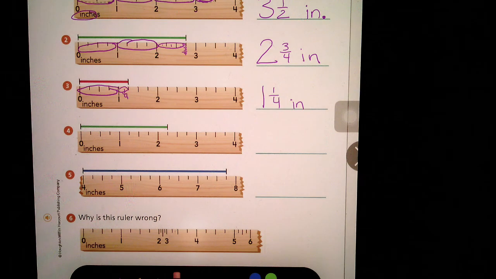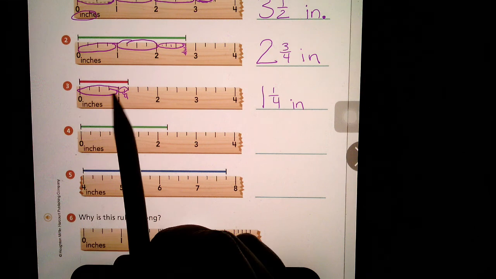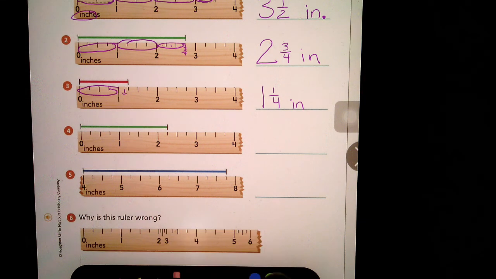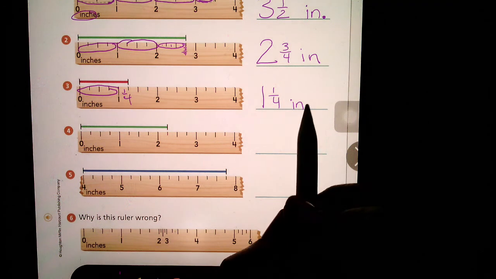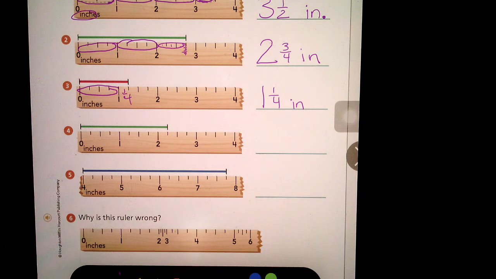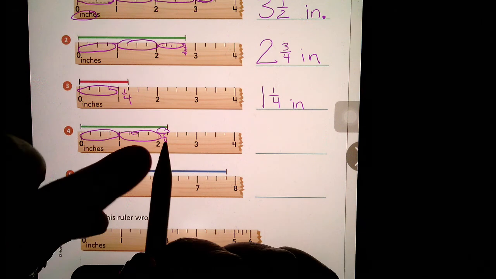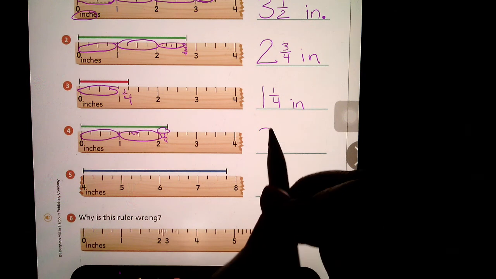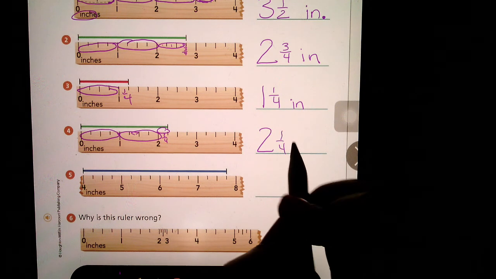Okay, so problem number 3, I circle 1 whole, and then from here to here is only 1/4. So your answer is 1 1/4 inch. Let's go to the next one. Pause your video. Okay, problem number 4, 2 whole and only 1/4 of a segment down here. So your answer is 2 1/4 inches.